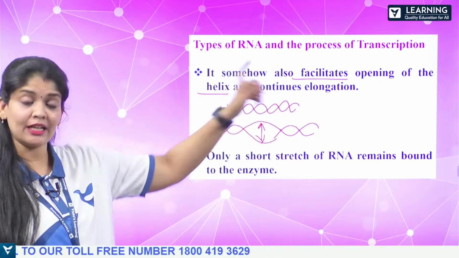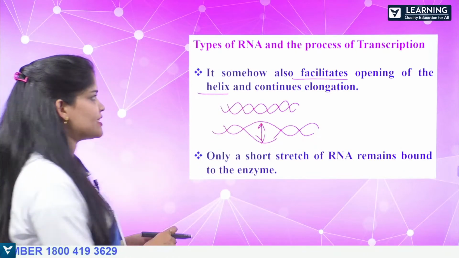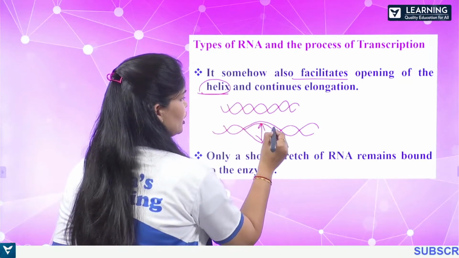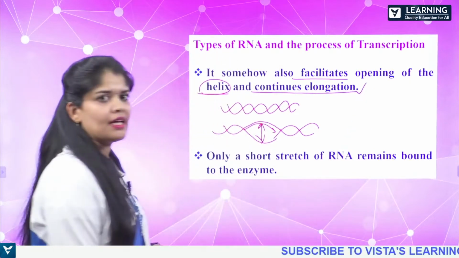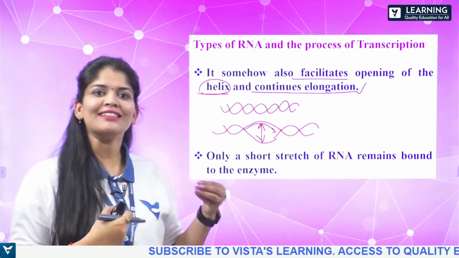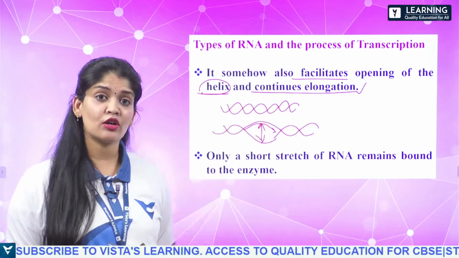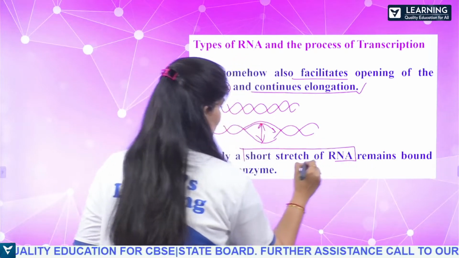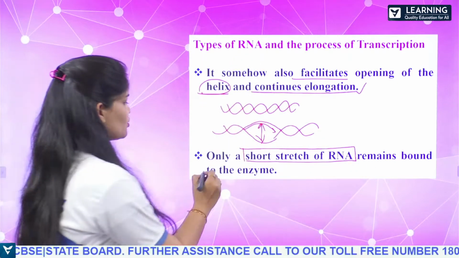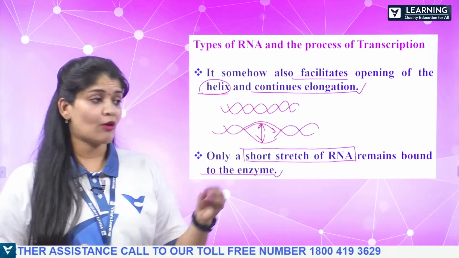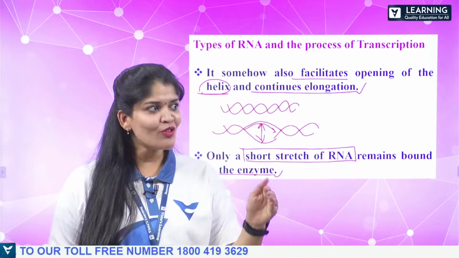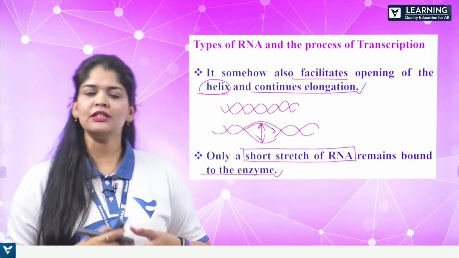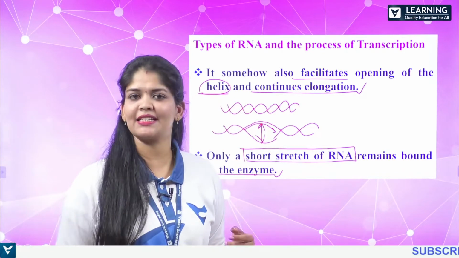Which enzyme? RNA polymerase facilitates opening of the helix. Here is the opening of the helix, and the polymerization reaction continues, that is the elongation of the chain. Elongation of the chain means elongation of the mRNA. Now, only a short stretch of RNA remains bound to the enzyme. Once the mRNA is synthesized, the newly formed mRNA gets detached from the DNA, and now it is going to act as a template for the further process. What is the further process? That is protein synthesis, that is translation.